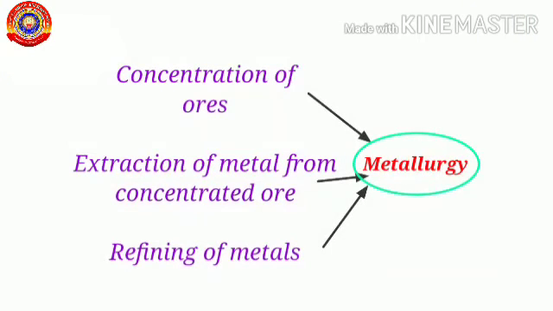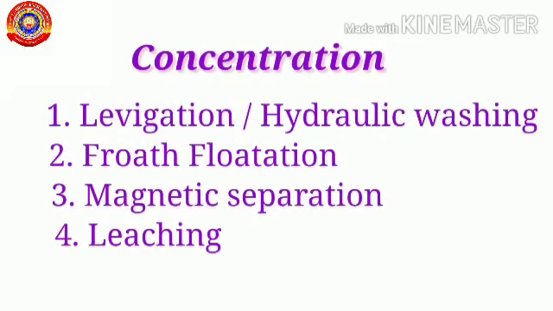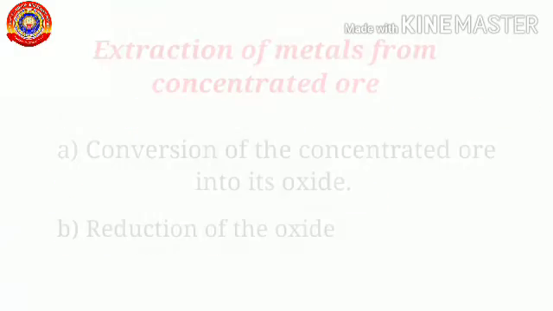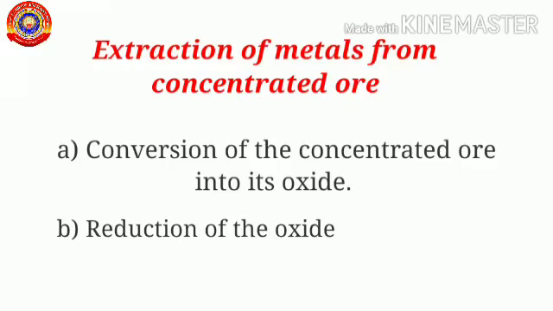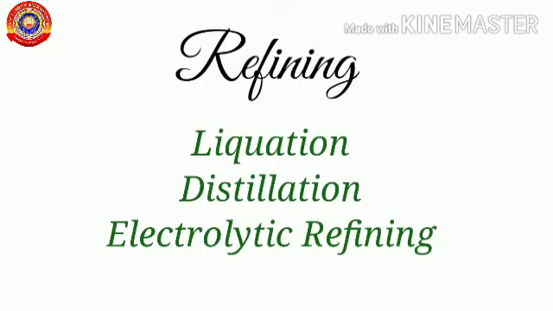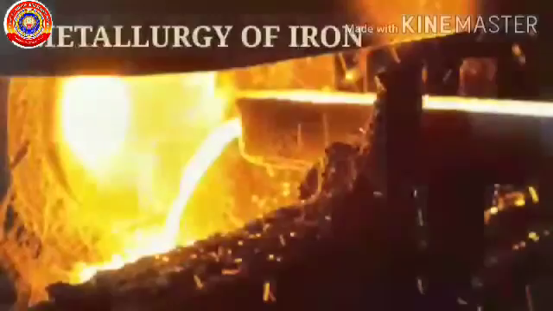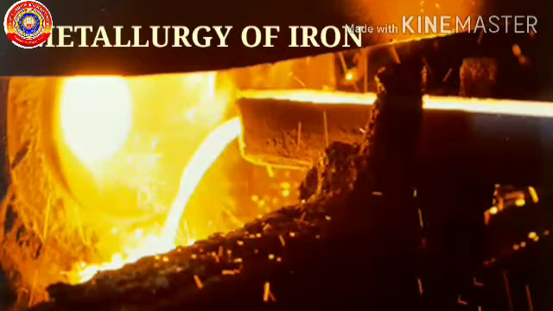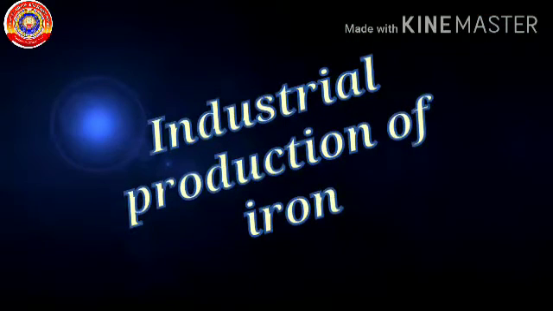Welcome dear students. We are learning the fourth chapter, Production of Metals. In this chapter, you now know about the various stages in metallurgy, that is, the different stages of concentration, extraction of a metal and the refining methods. Today we are going to learn about the metallurgy of iron. So let's begin with the metallurgy of iron.